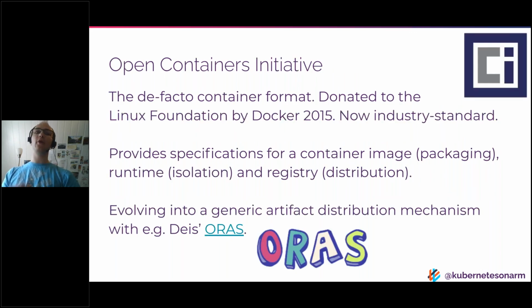And then a bit more about containers. The Open Containers Initiative is essentially the container standard that was donated to the Linux Foundation by Docker in 2015, and it provides the specs for what a container image is, how you run a container, so isolation, and how you distribute a container, so distribution. So it contains all three parts: packaging, isolation, and distribution. And it's actually pretty interesting to see that OCI, the distribution part, is evolving into a generic artifact distribution mechanism with the ORAS project.